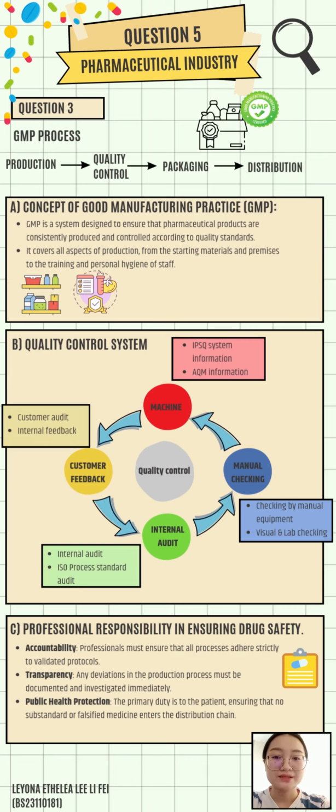customer feedback. C. The professional responsibility in ensuring drug safety. Firstly is accountability. Professionals must ensure that all processes adhere strictly to validated protocols. Second is transparency. Any deviations in the production process must be documented and investigated immediately. Third is public health protection. The primary duty is to the patients, ensuring that no substandard or falsified medicines enter the distribution.